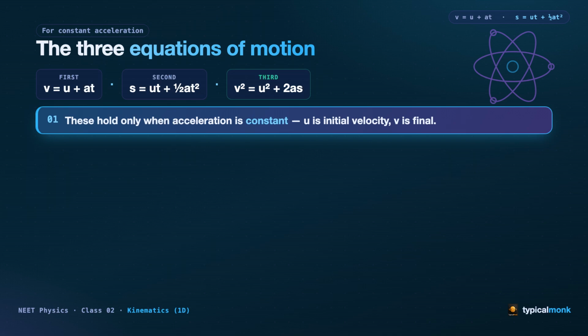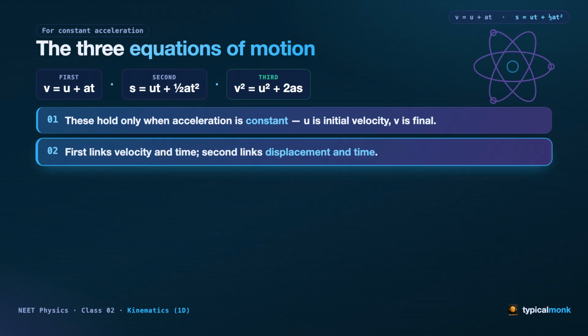Now let us meet the three equations that solve almost every straight line problem. They hold under one condition: the acceleration must be constant. First, these use four letters: u for initial velocity, v for final velocity, a for acceleration, and t for time, with s for displacement. The first equation says v equals u plus at. It links velocity to time. The second equation says s equals ut plus 1/2 a t squared. It links displacement to time. This is the one you reach for when you want how far in a given time.